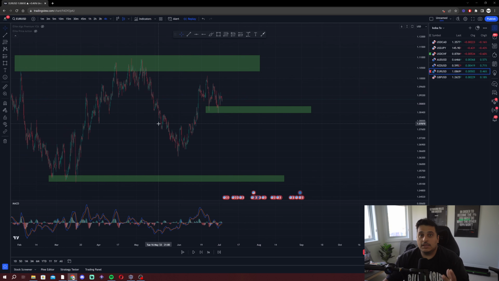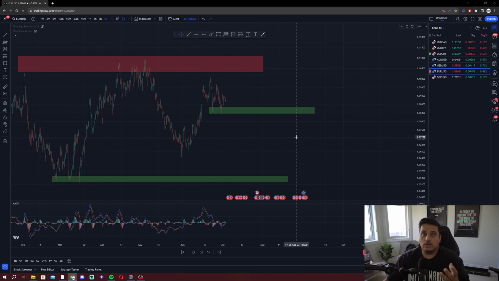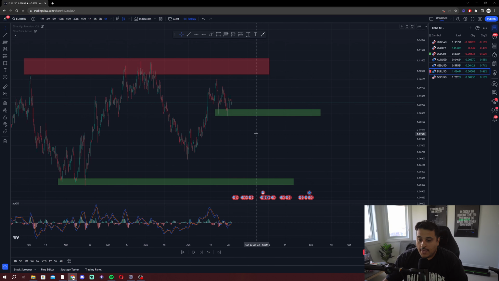If you want to make it a little bit less confusing, I recommend making these boxes that you see right here red if it's a supply zone, and green if it's a demand zone, just so you have a little color coordination when you're trading.